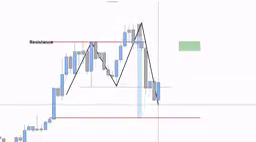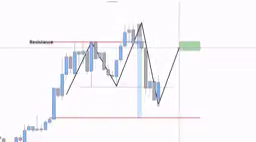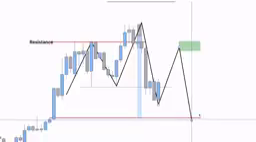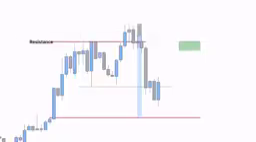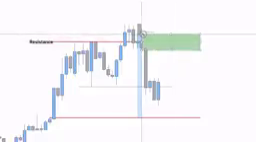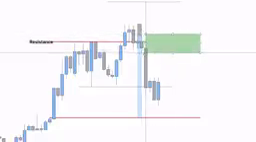So what we can actually do at this point is look for a pullback to create a lower high and then sell into a lower low. The supply zone being the last candle before the impulse, well, that's for me going to be, here's the impulse, here's the last candle before the impulse. So we're going to use this as our supply zone for this higher time frame position.